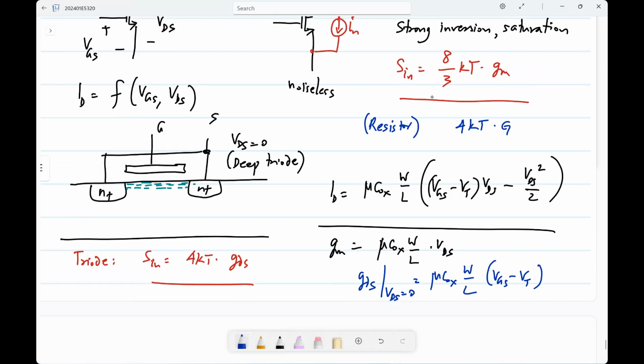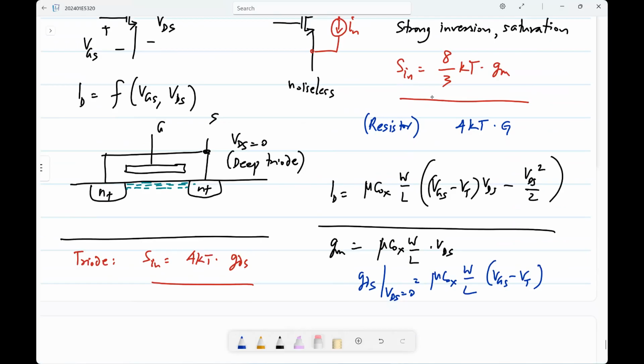So although the symbols we use here, GDS and GM, appear to be very different, the noise is almost the same, except for this additional factor of 2 by 3. GDS in the saturation region is very small, but that is because of something else. In fact, the way we have written the model, the GDS in saturation region is 0, but it's not related to that. It's related to GDS in the triode region.